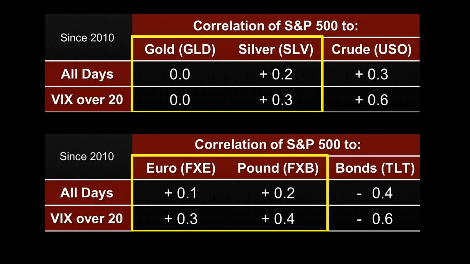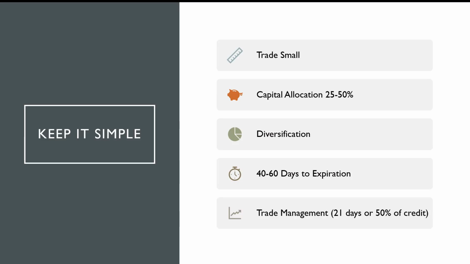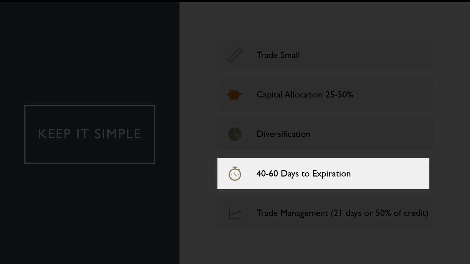So what it means is that when the SPY goes up $1, the TLT will usually be down 0.4, 40 cents basically. So what else can we do to keep it simple? The days to expiration that we make the trades will usually be 45 days, so between 40 and 60 days usually.